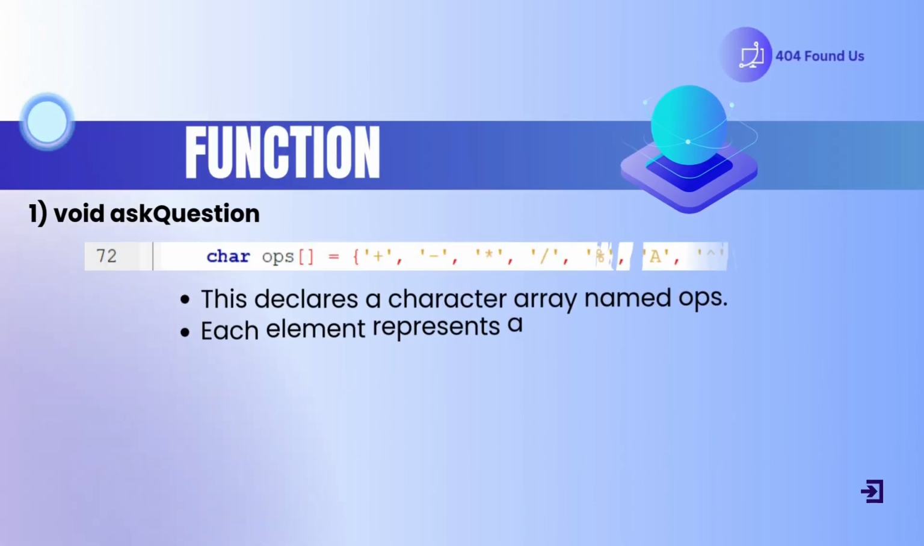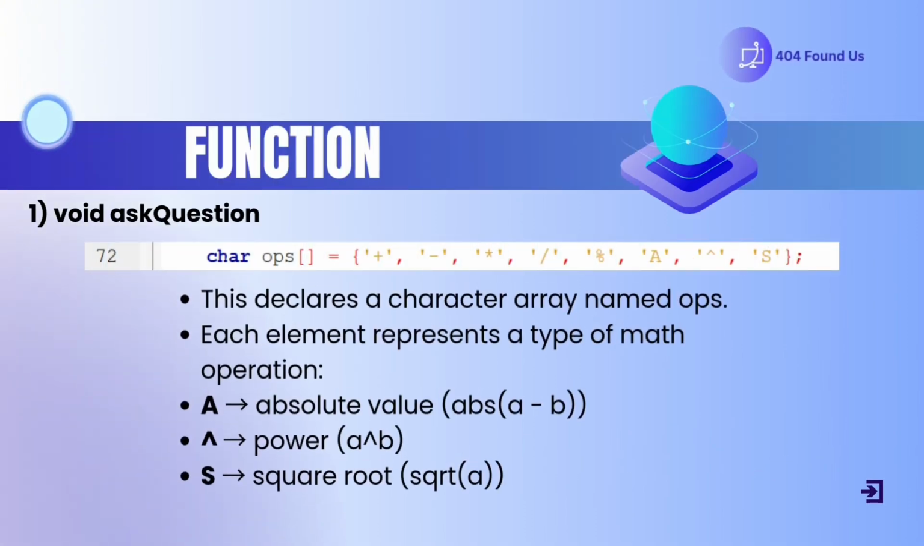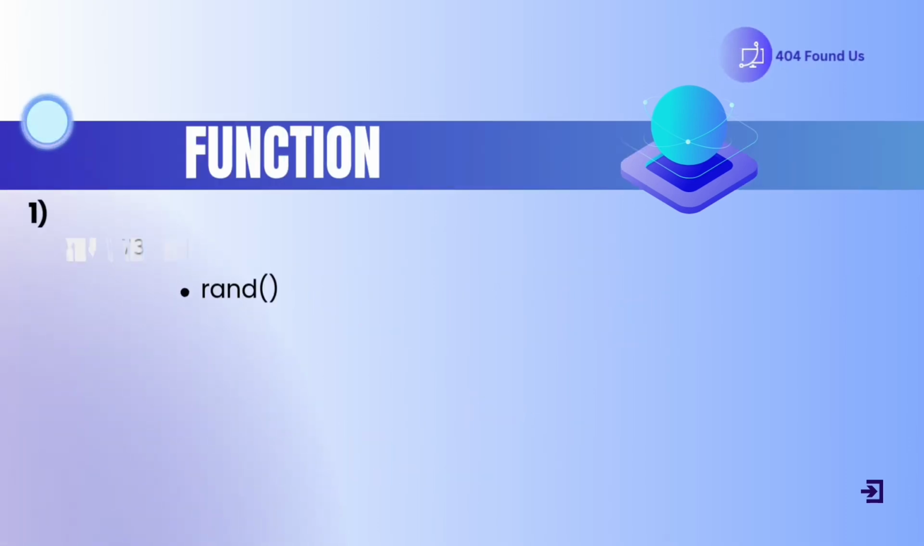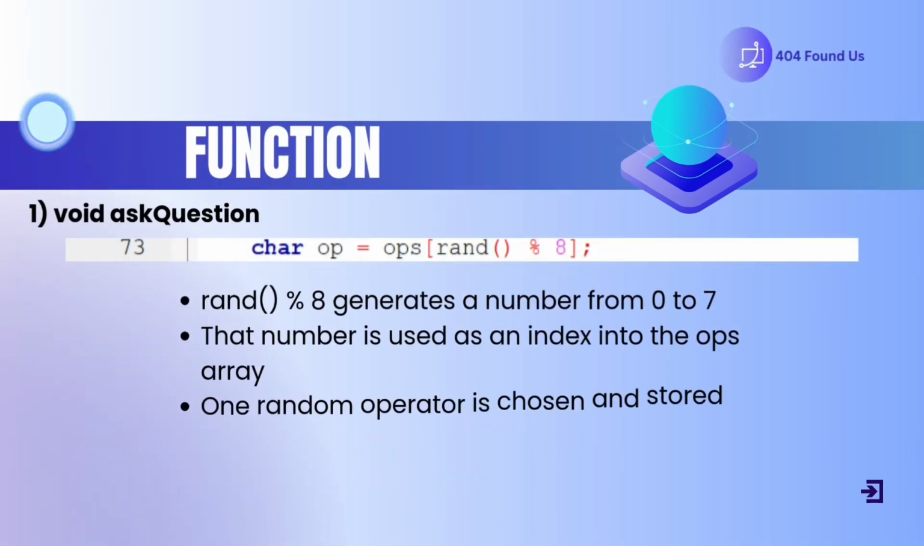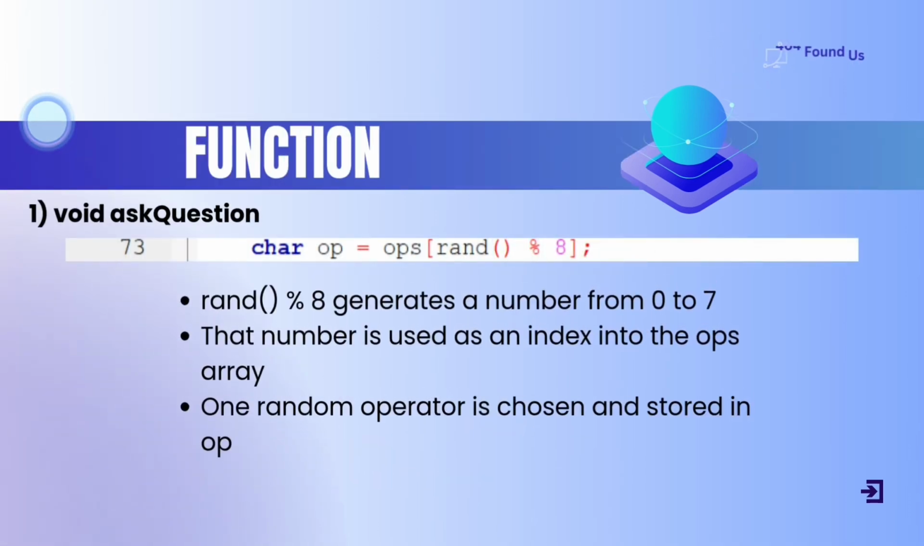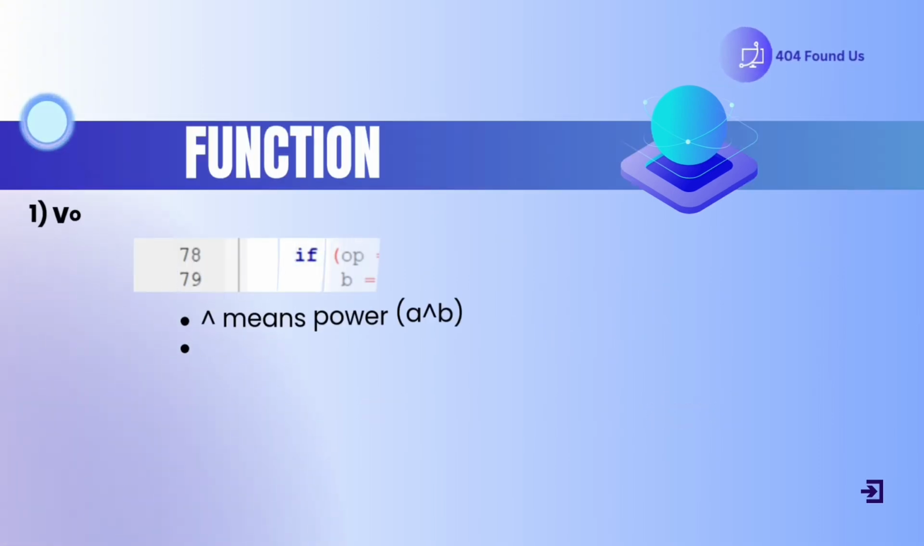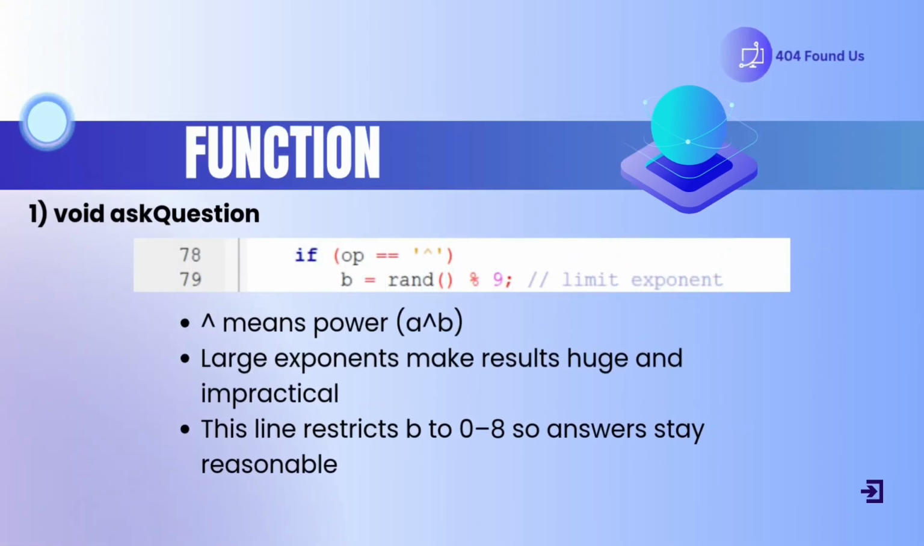Function: void askQuestion. Line 72 declares the character storing the operation. Rand remainder operator generates a number from 0 to 7. One random operator is chosen to store in operation. Large exponents make the result huge and unwieldy. Lines 78 to 79 restrict B to 0 to 8, so answers stay reasonable.